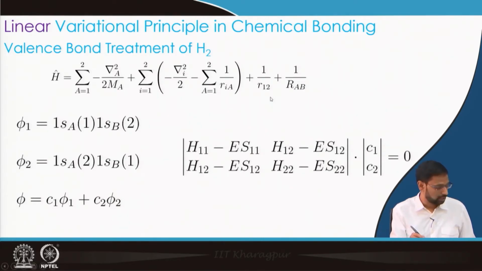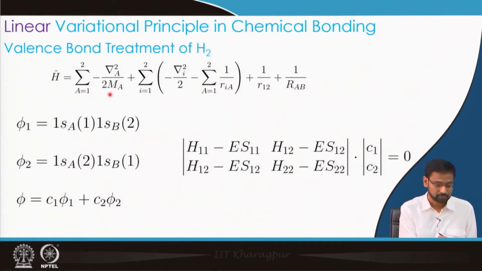Now, when I look at the system, I have the Hamiltonian here, which has the kinetic energy of the nuclei, the kinetic energy of the electrons, the interaction of the electrons with the nuclei, the electron-electron repulsion and the nuclear-nuclear interaction. These terms are present in my Hamiltonian. Of course, because of the presence of the 1 over R12 term, I will not be able to solve this problem exactly. That is the reason why I am using an approximate method to obtain the solution of this problem.